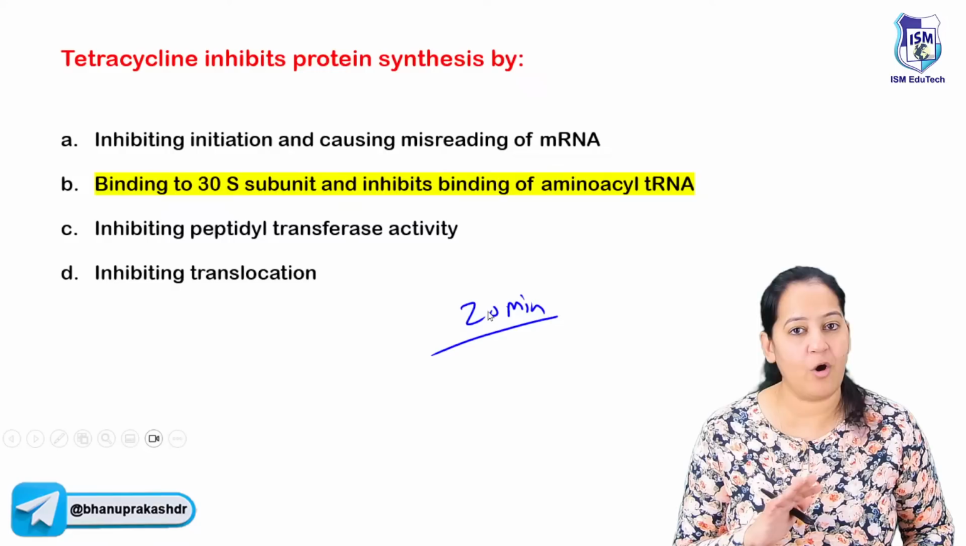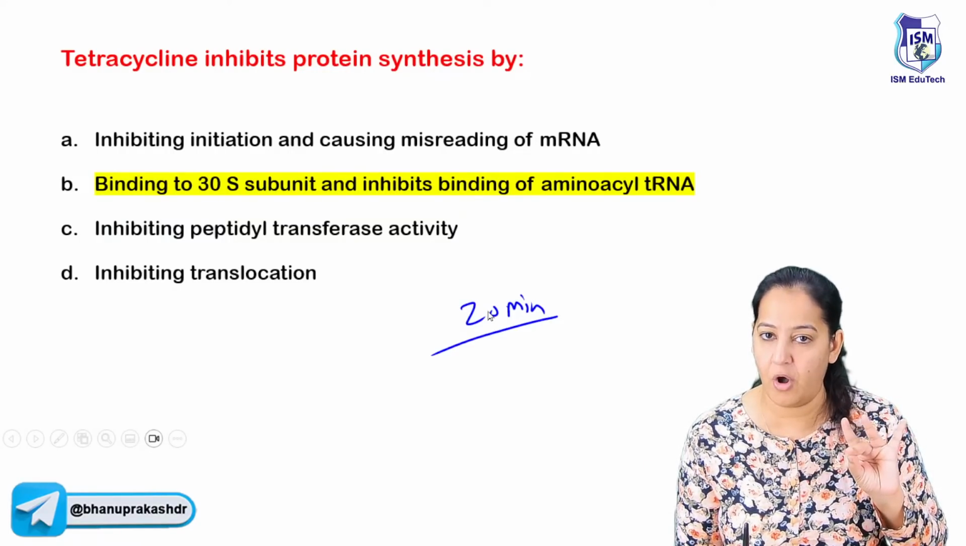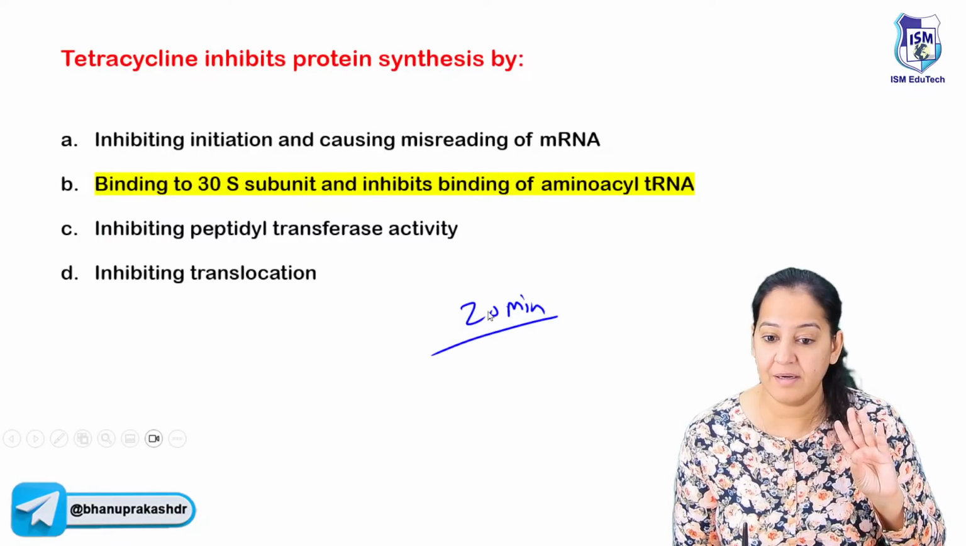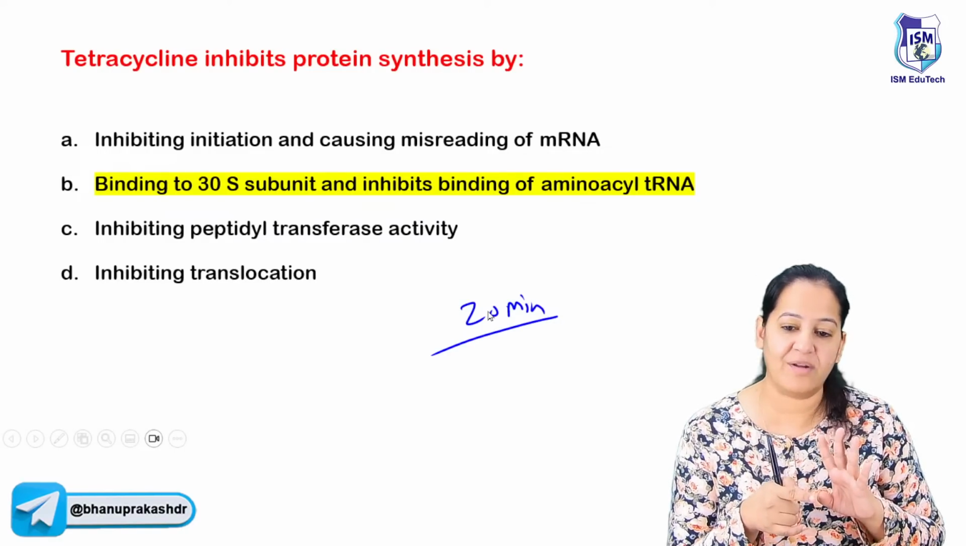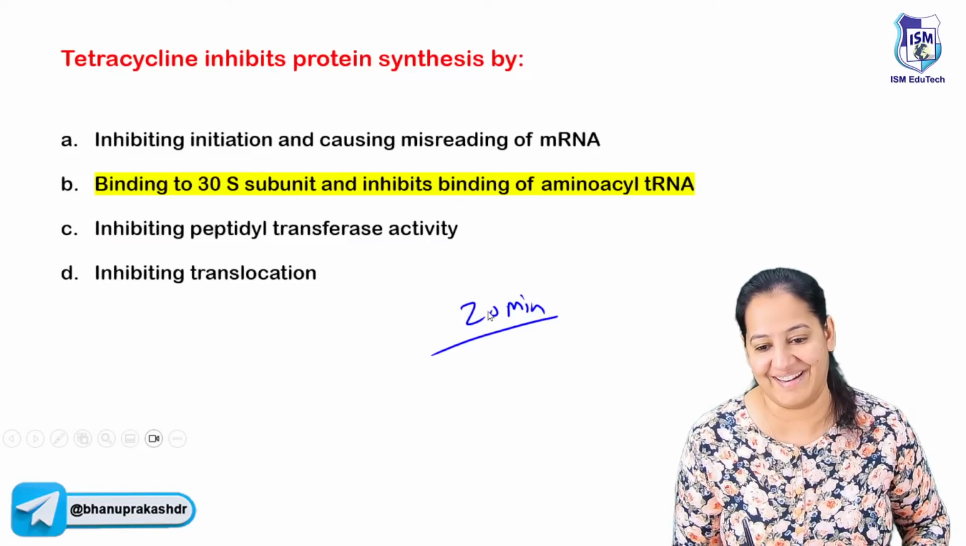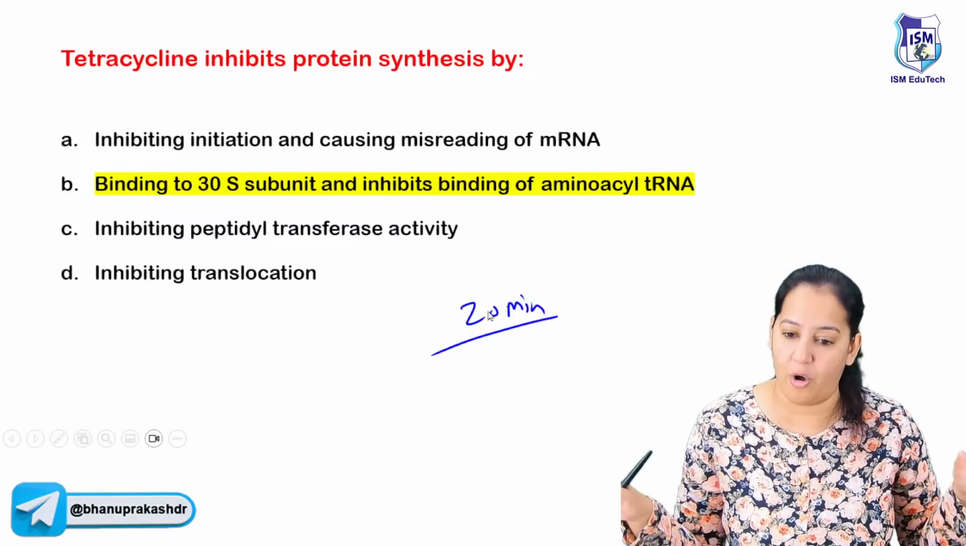Now, do you want me to take all protein synthesis inhibitors, the 4 drugs: the tetracycline, the chloramphenicol, the aminoglycosides, and the erythromycin, that is macrolide? So you usually get a question on any of them. It is not necessary every time you will get the question on tetracycline. In the same way, in a tabulated manner, in 10-15 minutes, I will cover the complete chapter.